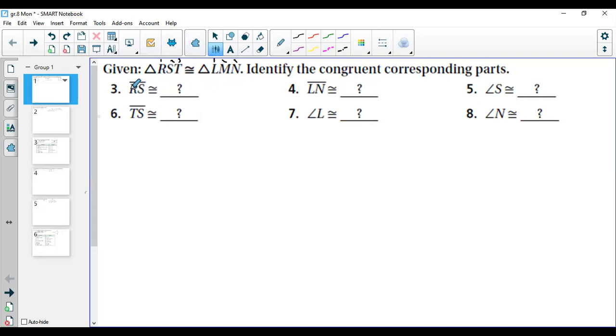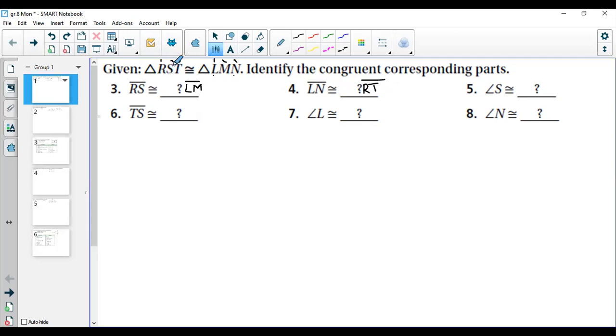Okay, now here, they want you to find the congruent corresponding part for RS. So RS, that's 1 and 2. So which is 1 and 2 from here? L and M. So you need to write it as LM with the sign. Then LN. That means 1 and 3, follow the same order. So 1 and 3 from here are R and T.